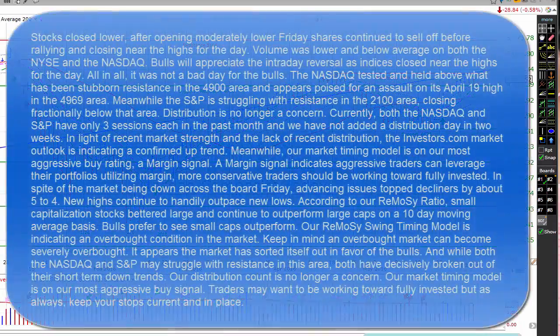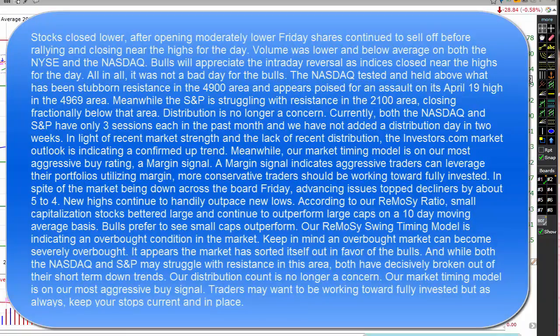But before we do that, stocks closed lower. After opening moderately lower Friday, shares continued to sell off before rallying and closing near their highs for the day. Volume was lower and below average on both the New York Stock Exchange and the NASDAQs. Bulls will appreciate the intraday reversal as indices closed near their highs for the day. All in all, it wasn't a bad day for the bulls.